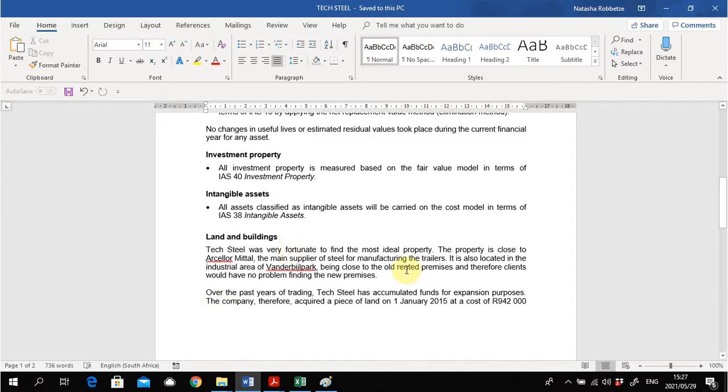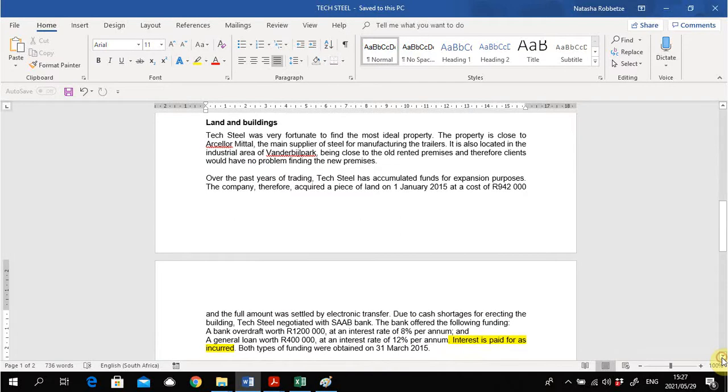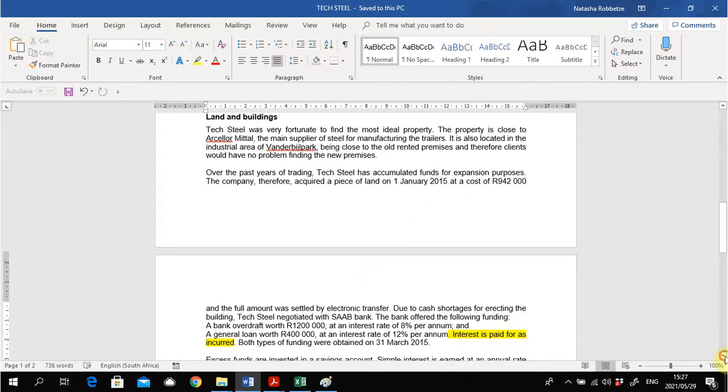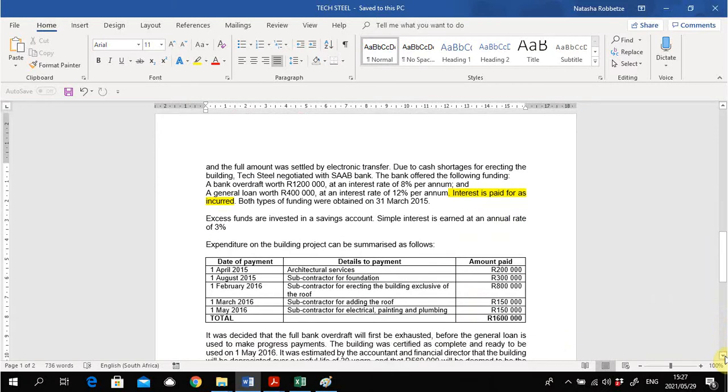Over the past years of trading, Textile has accumulated funds for expansion purposes, and then they used these funds to buy a piece of land on 1 January 2015 with a cost of 942,000 Rand, and this full amount was paid for in cash through electronic transfer. Due to cash shortages for erecting the building, Textile negotiated with SAAB Bank. The bank offered the following funding.